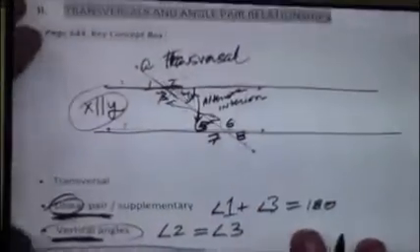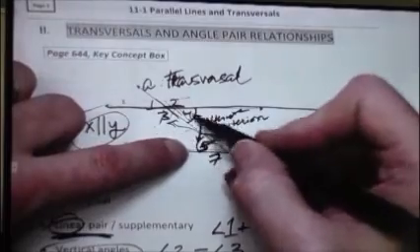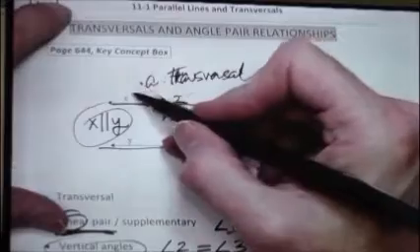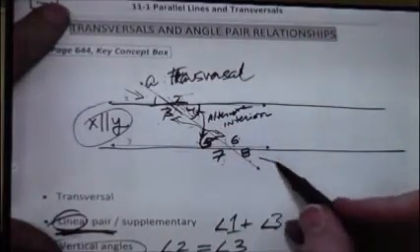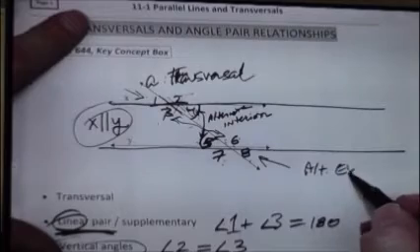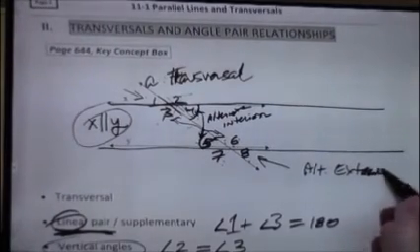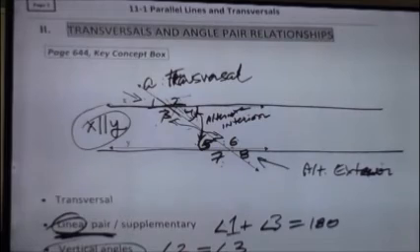Alternate exterior is the same idea. If alternate interior means 4 and 5 are the same, well then let's go to 1 here. Angle 1, we go to the other side, but we go opposite of it. So that means 1 and 8 are alternate exterior. I suppose I should write it so you can read the word. 1 and 8 are alternate, and they're exterior, and 2 and 7 are also alternate exterior.